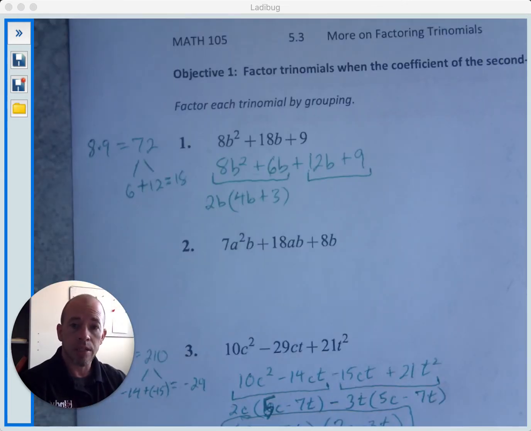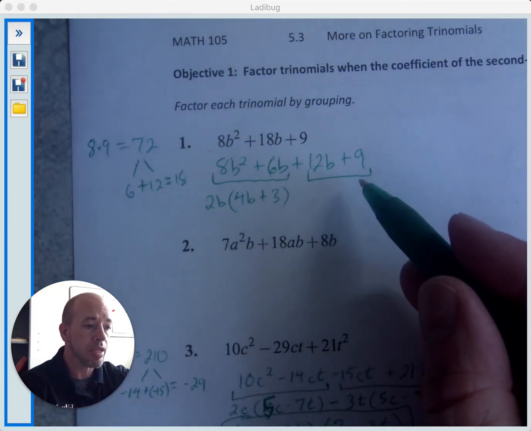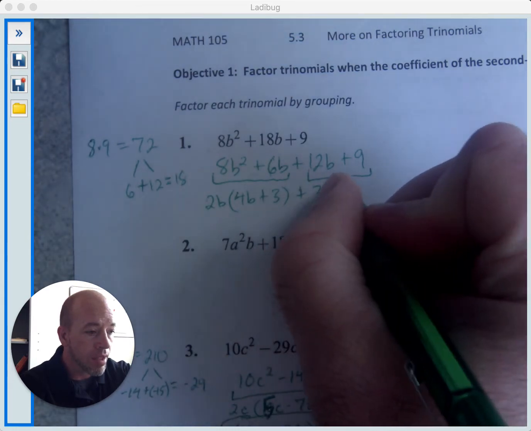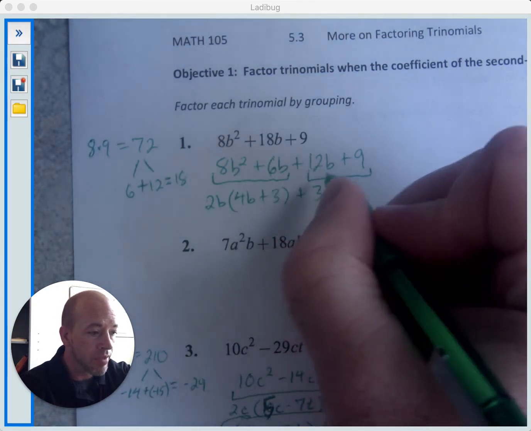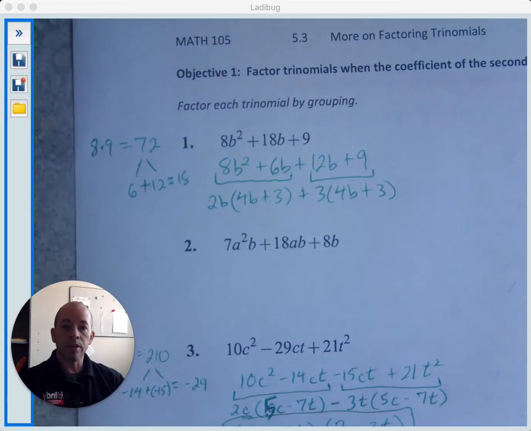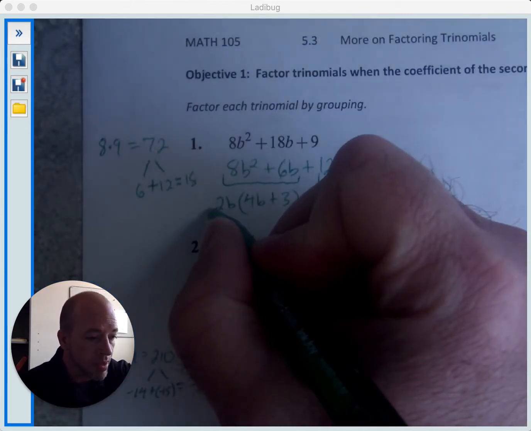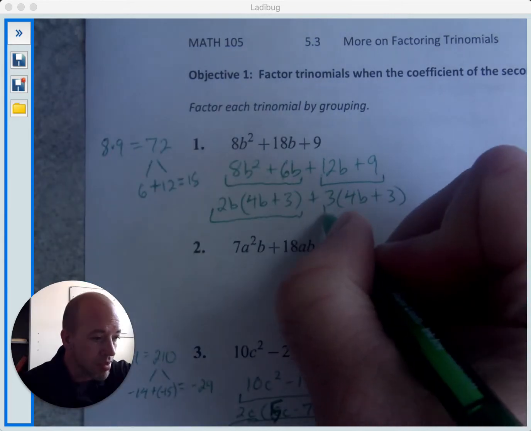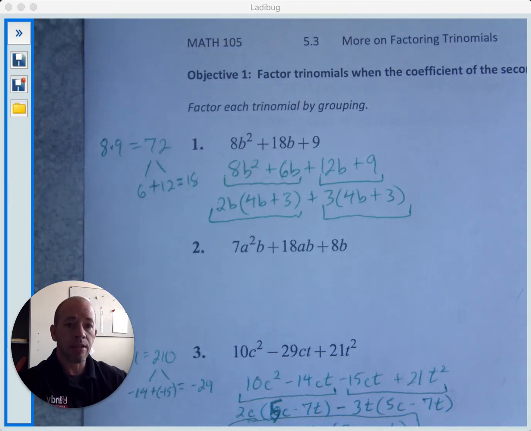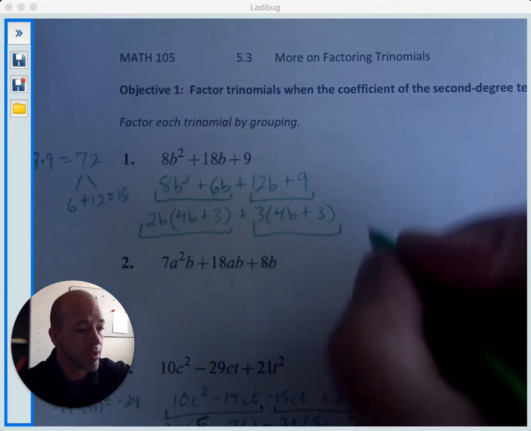And then we look at the next 2. What can we take out of a 12b and a 9? Well, 3 goes into both of those, I think. And 3 times 4 is 12, so 3 times 4b plus 3. And what do you know? Look what's in parentheses. In both parts, we have a 4b plus 3. And so, just as we did before, we think of this as a group and this as a group. And both of those groups have a 4b plus 3. So we factor out the 4b plus 3. I'll do that over here.